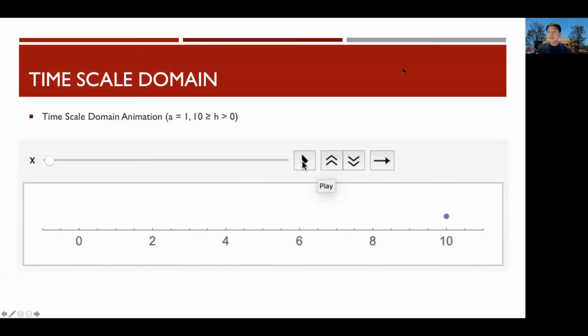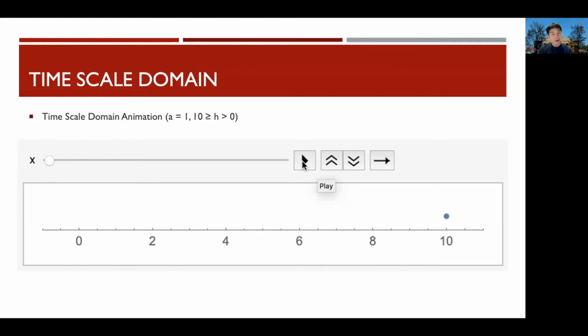Hi, so Dr. Atici asked me to give a visual representation of these two concepts she just explained, the timescale domain and the rising factorial here. Of course, it always helps to have a visual representation, especially when defining a domain that one isn't familiar with, in order to get used to the new domain that we're working on.